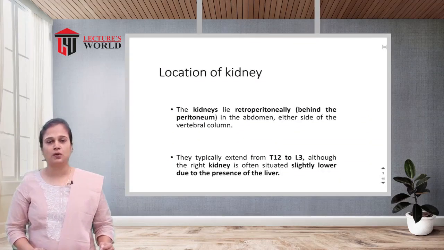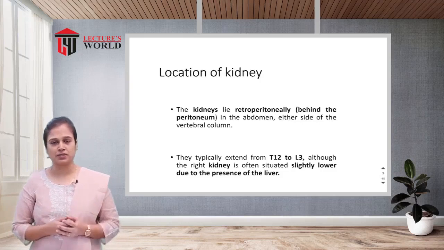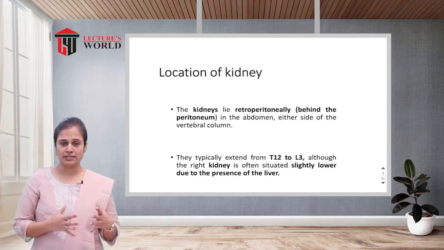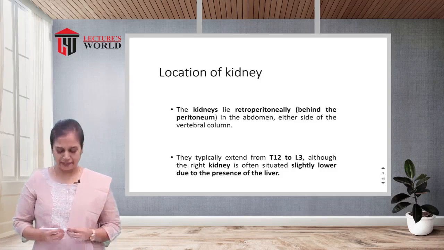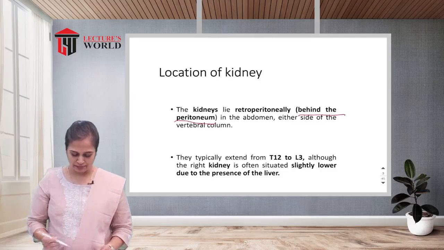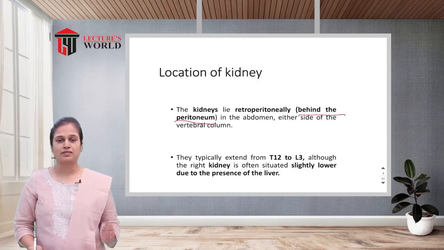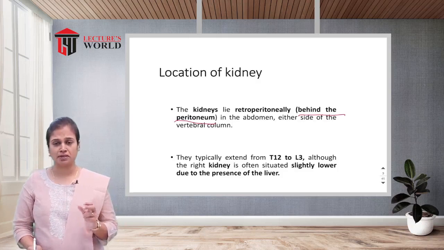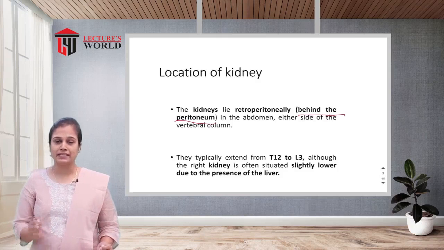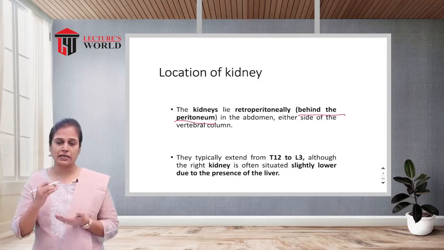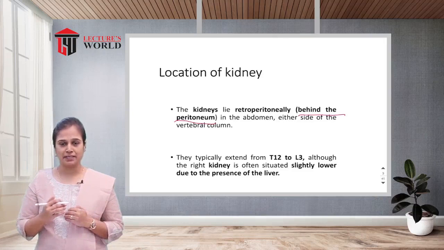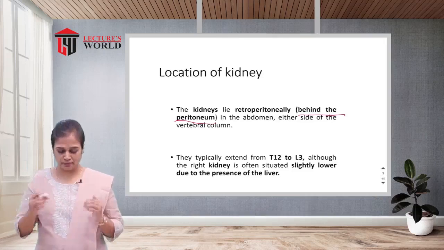Now we will talk about the location of the kidney, where the kidneys are located. Kidneys are located retroperitoneally, that is, behind the peritoneum in the abdomen, on either side of the vertebral column, that means near the vertebral column. They typically extend from T12 to L3, that is, the thoracic 12 vertebra to the lumbar 3rd vertebra. Although the right kidney is often situated slightly lower than the left kidney because of the presence of the liver.